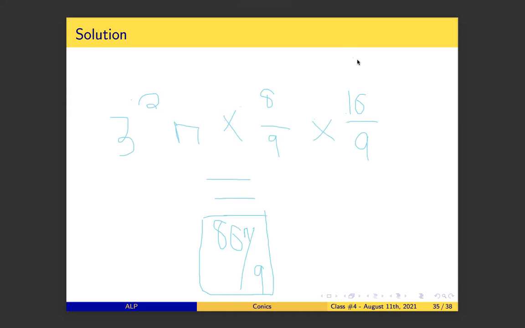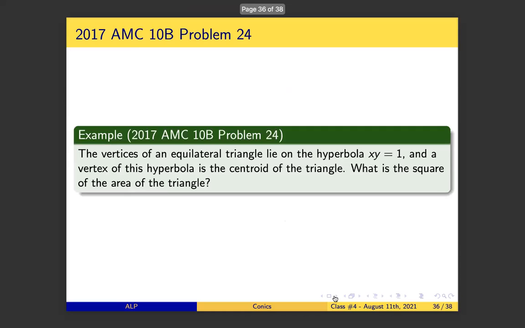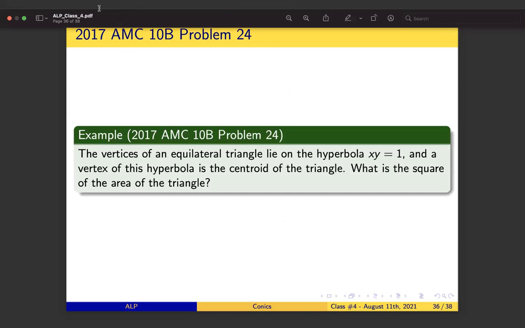And our fourth and final problem for this class is going to be 2017 AMC 10B, problem 24. The vertices of an equilateral triangle lie on the hyperbola x times y equals 1. And a vertex of this hyperbola is the centroid of the triangle. What is the square of the area of the triangle? So take a few minutes to try that.